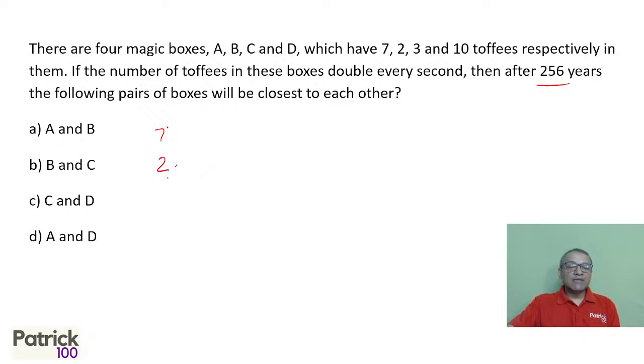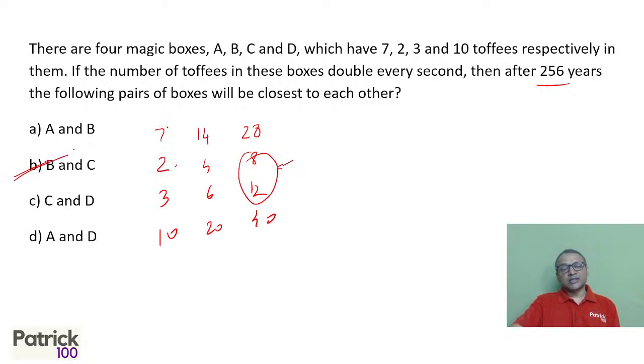So here, when I say 7, 2, 3, 10, and they say it doubles every second. So next second becomes 14, 4, 6, 20. And again it doubles every second. So 28, 8, 12, 40. So which numbers are closest to each other? You can clearly make out 8 and 12 are closer to each other than the others. The others are going farther and farther away in difference. So automatically you can make out the answer is option B, B and C.